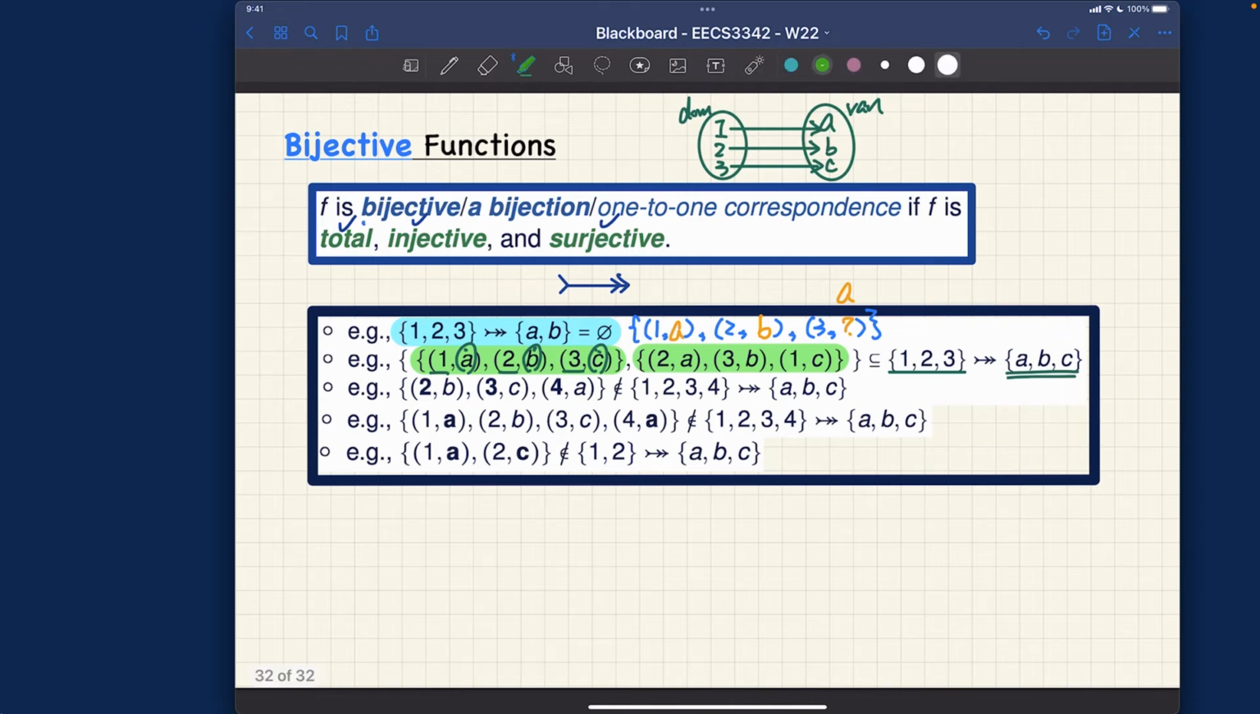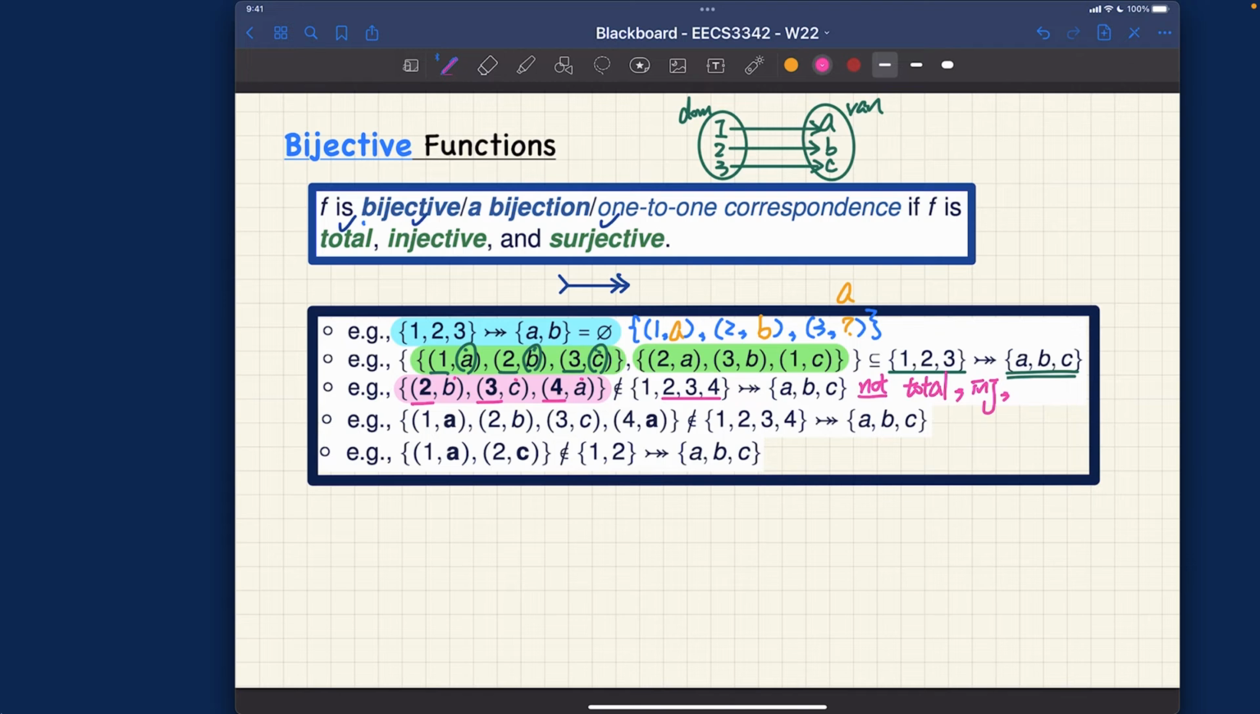The next one, let me use pink. Let's now say this is the function we are talking about over here. Again, is it total? We got 2, 3, and 4. So 2, 3, and 4 is not exactly equal to that particular first set, right? It's not. So not total. Is it injective? We got B, C, and A. No duplicates. So it is injective.